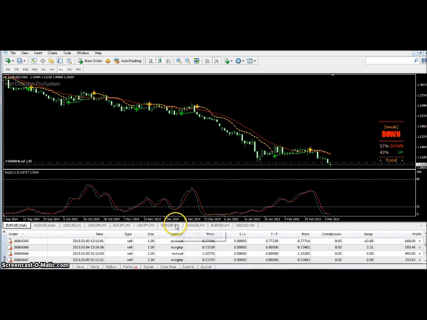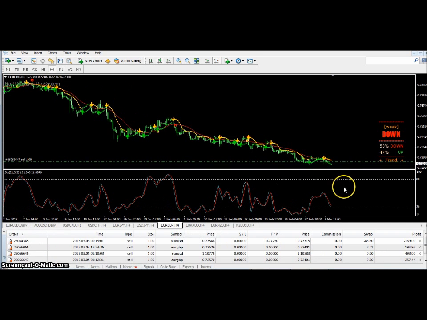The Euro GBP, and I actually have got 2 orders out on that.